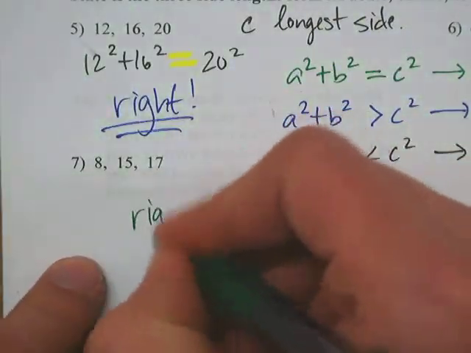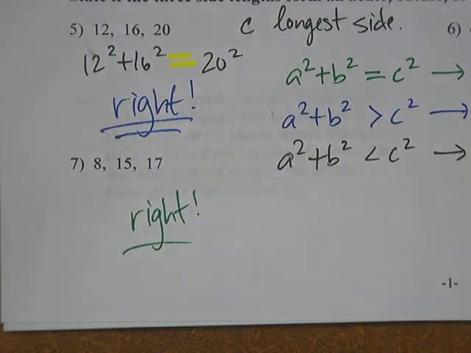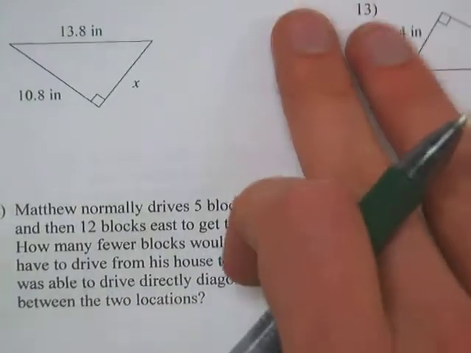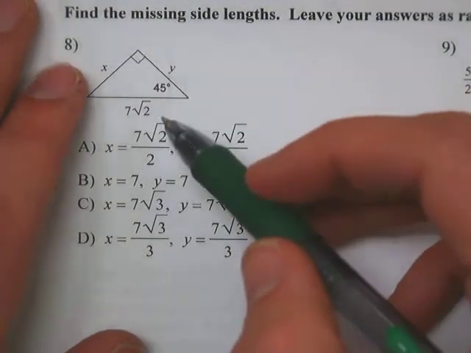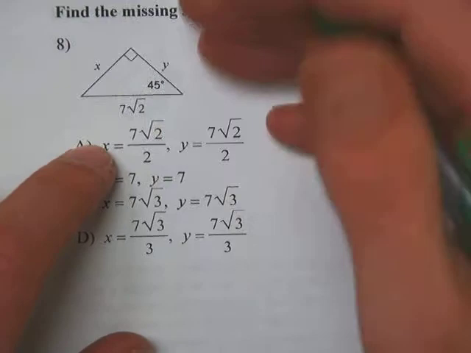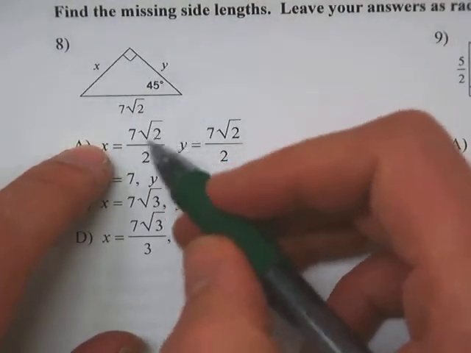And finally, for the sake of time, 8 squared plus 15 squared, comparing that to 17 squared, they're equal. So that's a right triangle. Okay, next one.